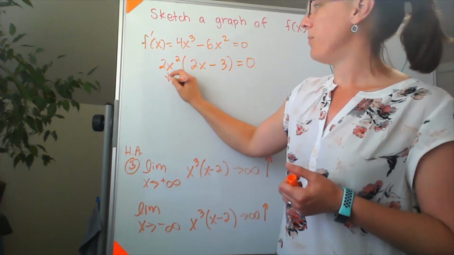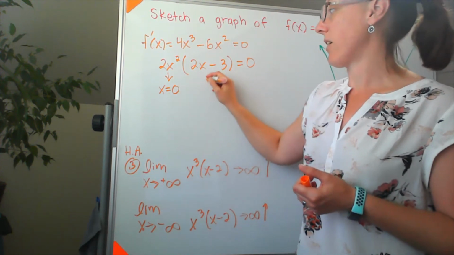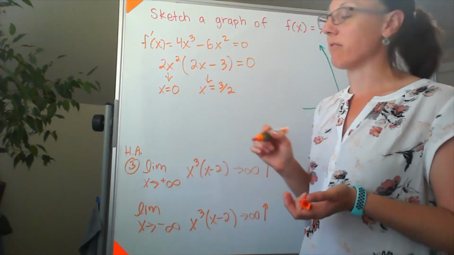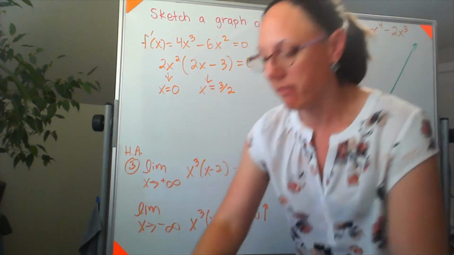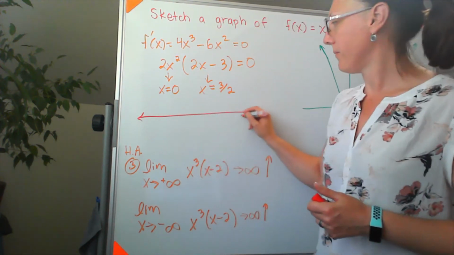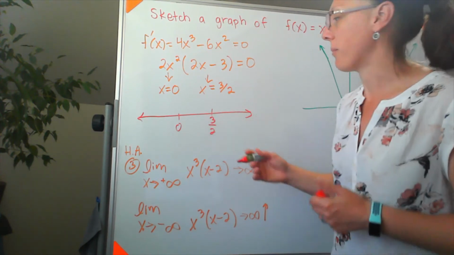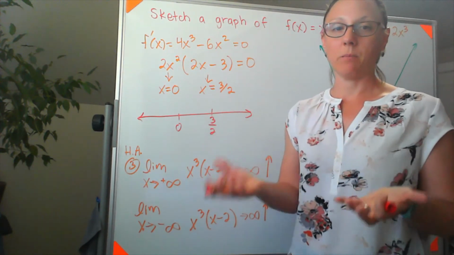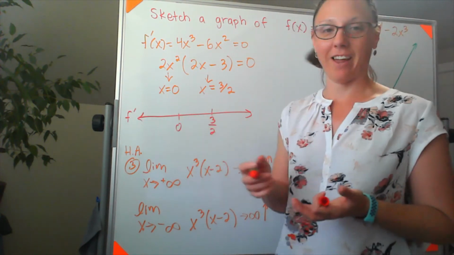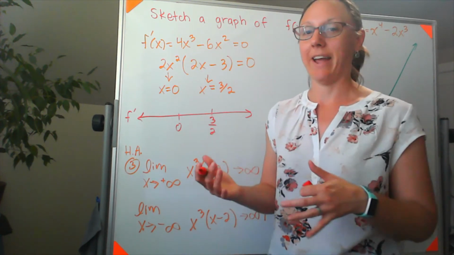So now I know that my first derivative is 0 when x equals 0, and it's also 0 when x equals 3 halves. Now what I like to do with that first derivative is get a number line going. I'll put my 0 and 3 halves on the number line, and then I'm going to do test points in between to figure out whether my first derivative is positive or negative. I'm going to label my number line as f prime so I remember that.